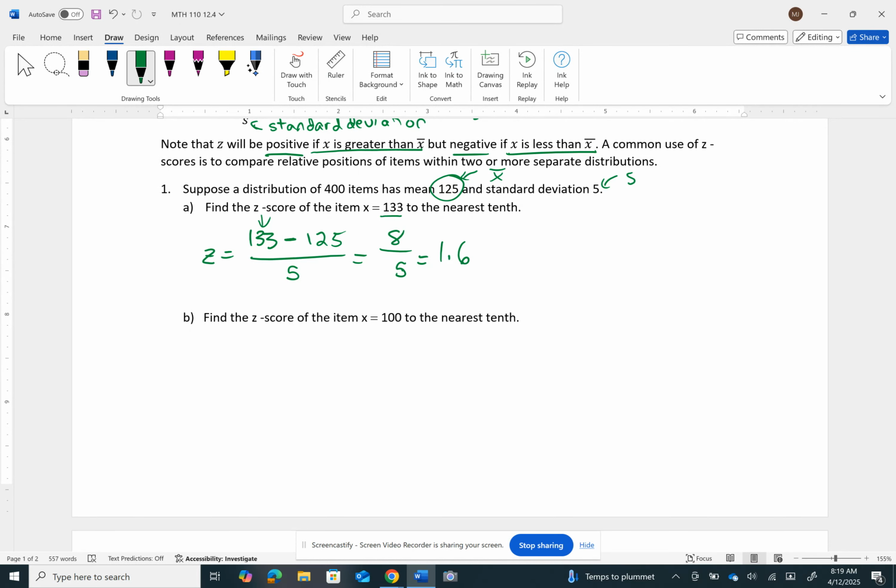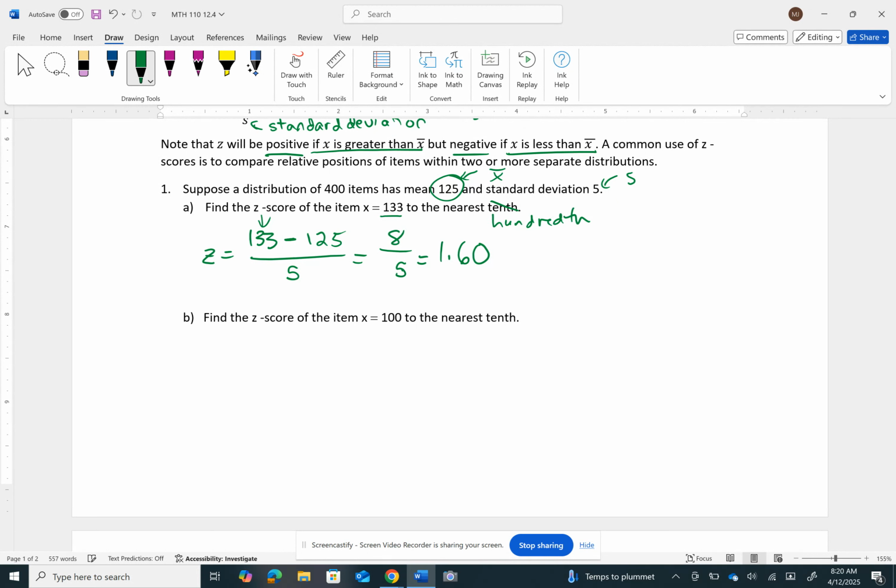You typically want your z-score to be 2 decimal places. So I really should have said to the nearest hundredth, because to use the z-score table, you look at numbers that are to 2 decimal places. So it really should have said hundredth there, just to get you in that habit.